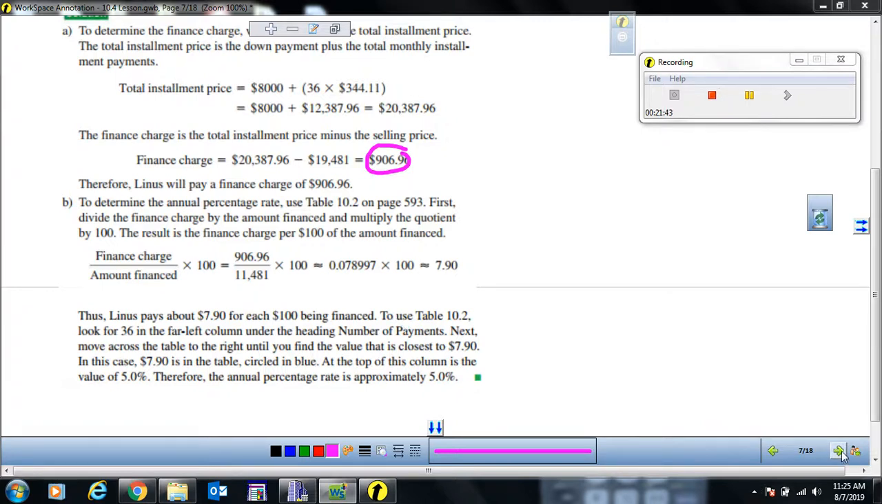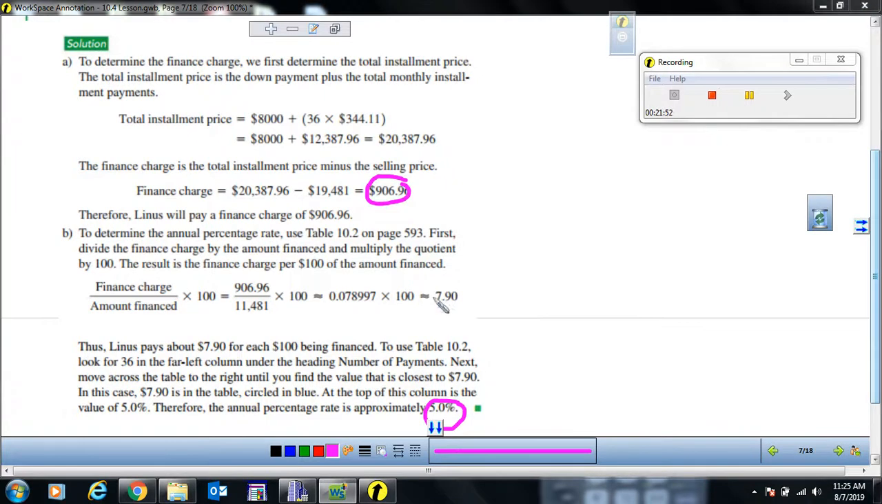Okay, so here the answer is this, because when they ask you for the APR, they're not asking you for the amount of dollars. This is money, okay? They're not asking you for the amount of dollars that is going to be the finance charge per month for every monthly payment.